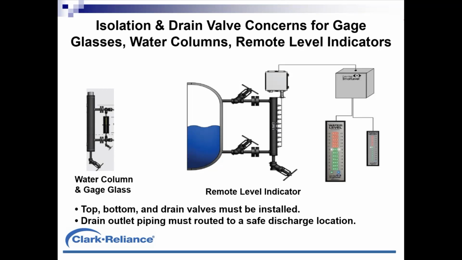The drain leaving a water column, gauge glass, or remote level indicator should be routed to a safe discharge location away from an operator operating those drain valves. We see too many out in the field where it's just a short drain stub right there at the end of the piping. If it's not routed to a safe place, when those valves are open, you've got a large cloud of steam forming there. It can be risky for that operator to reach back into that cloud to find that handle to close that valve again. So again, consider your operators, and run that drain piping to a safe location.